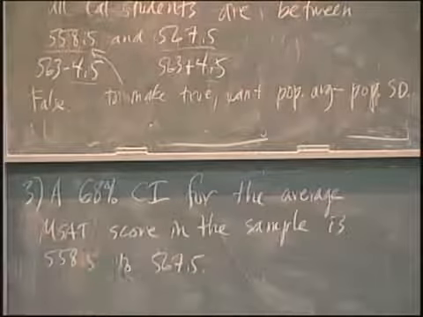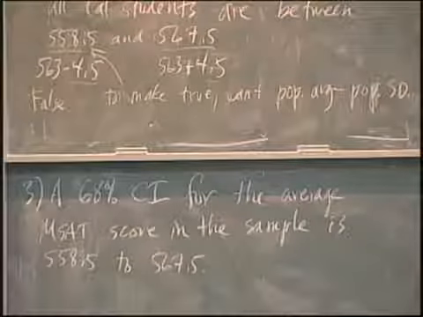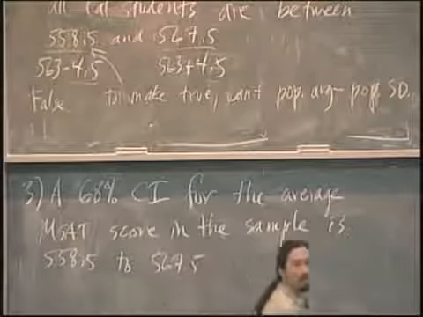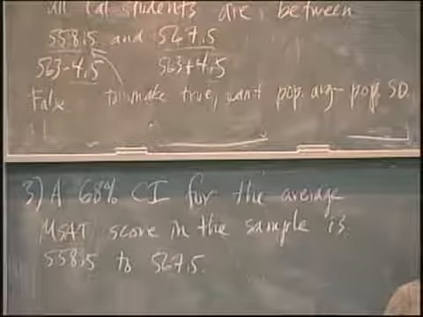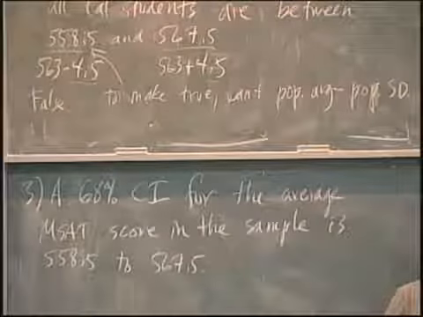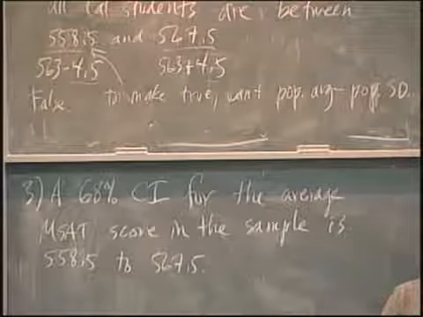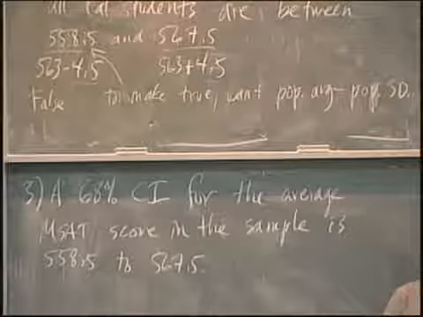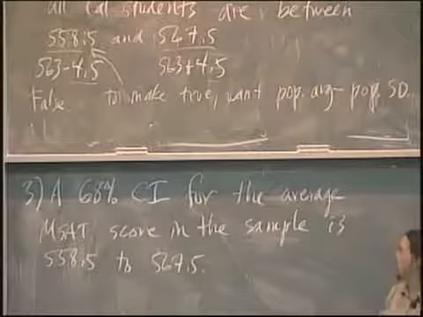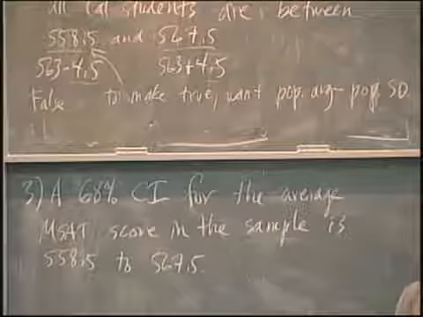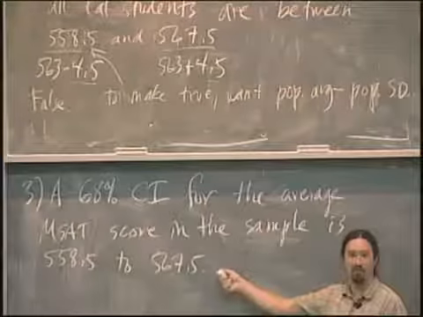Okay, so I wanted you to answer this one in particular quickly because I think if you think about it long enough, you'll see why it's false. So it's false. Why is it false? Yeah. The average MSAT score in the sample is 563. It's definitely in that interval.